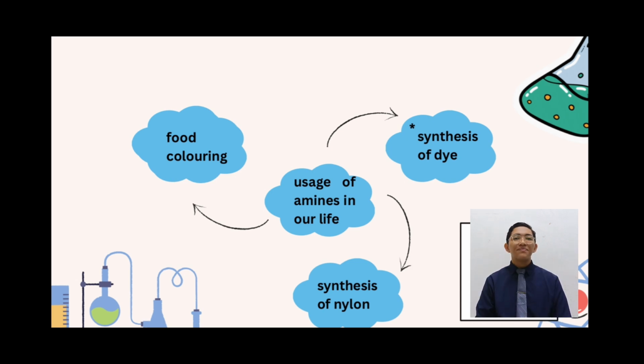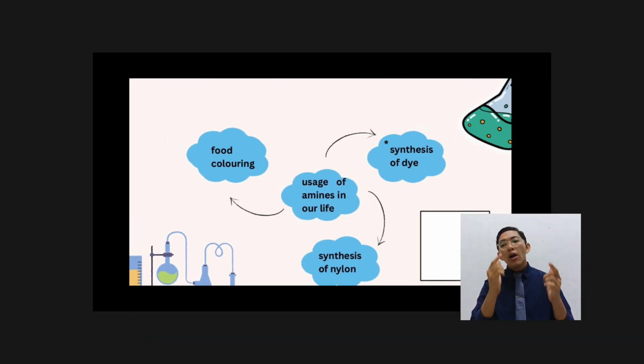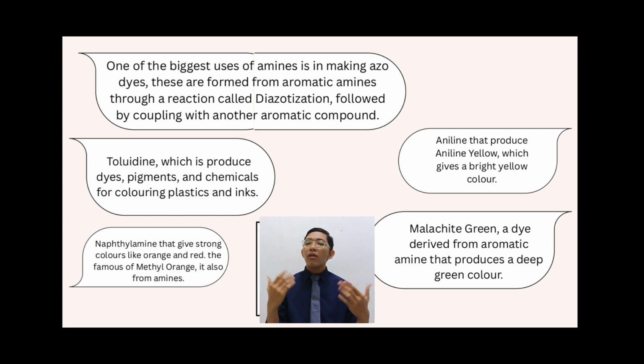Let's get started. One of the biggest uses of amines is in making azo dyes. Have you heard about it? These are formed from aromatic amines through a reaction called diazotization, followed by coupling with another aromatic compound. For illustration, I brought to you aniline that produces aniline yellow, which gives a bright yellow color.